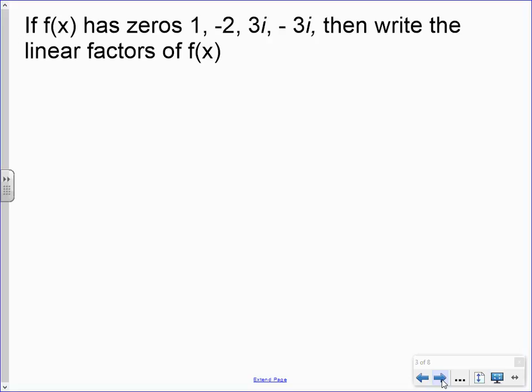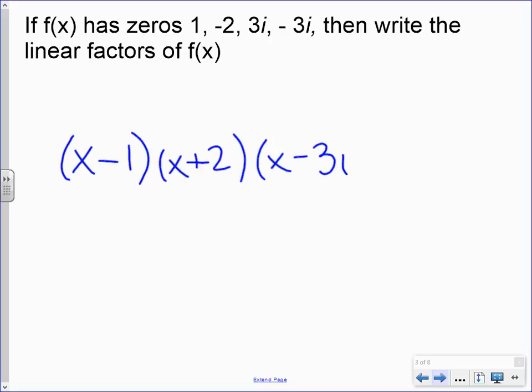I have a polynomial with zeros of 1, -2, 3i, and -3i. I want us to write the linear factors. So if 1's a zero, what's a linear factor? X minus 1. Great. If -2 is a zero, what's our factor? X plus 2. If 3i is a zero, what's our factor? And if -3i is our zero, what's our factor?